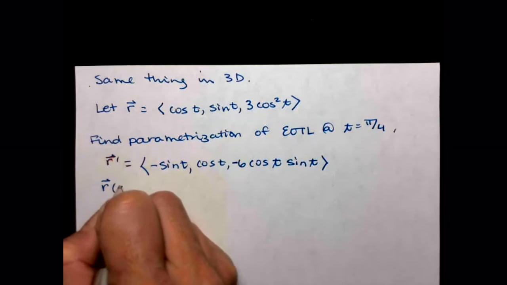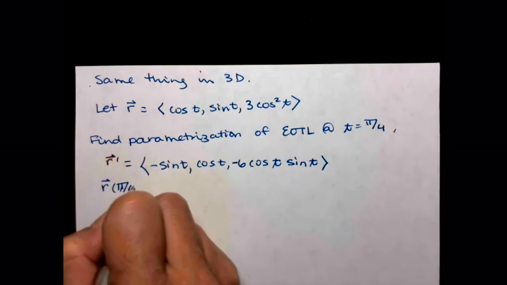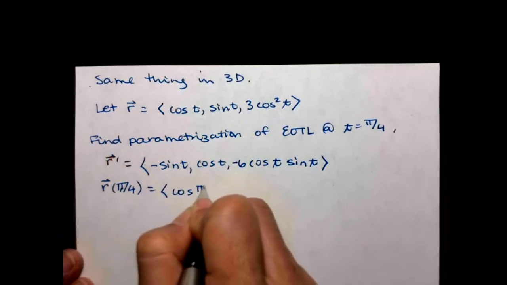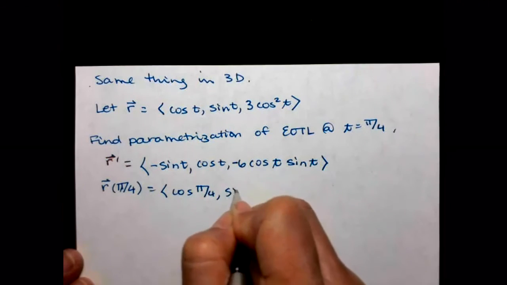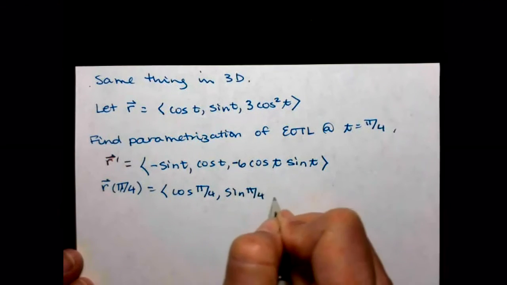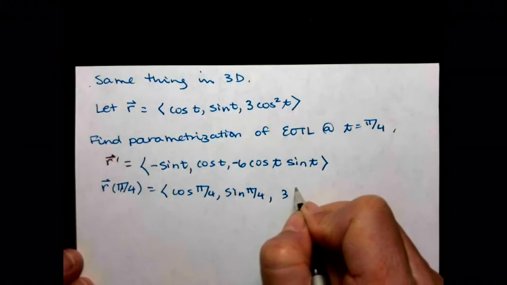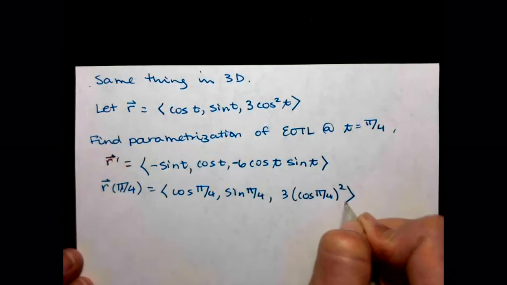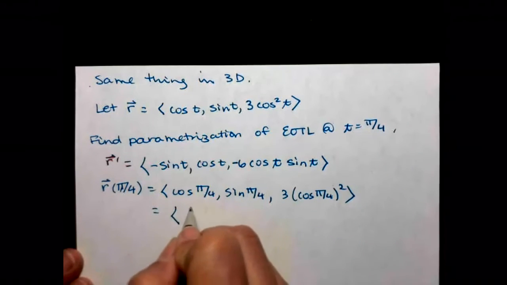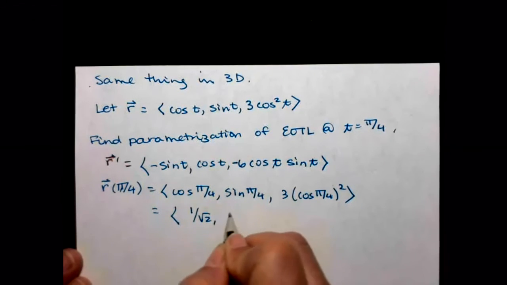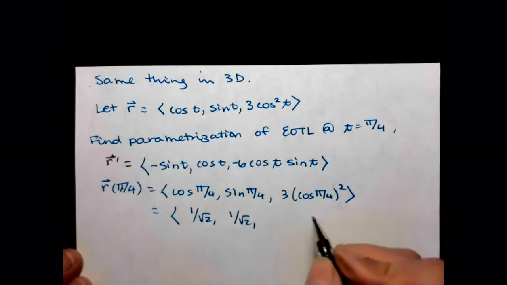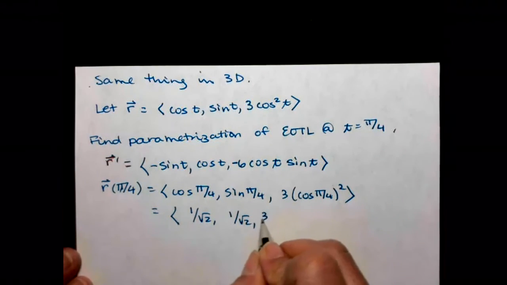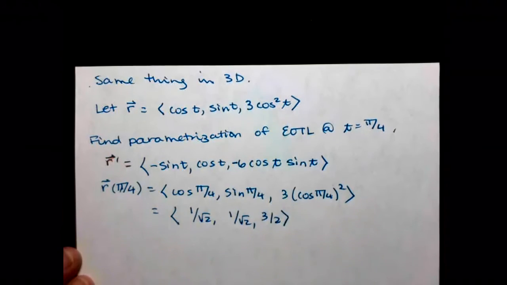Then we'll evaluate both of those at our particular t value. So r at pi fourths. So I've got the cosine of pi fourths, the sine of pi fourths, and 3 times the cosine of pi fourths, quantity squared. Go ahead and do those calculations. So 1 over root 2. I'm not a rationalizer. 1 over root 2. So 1 over root 2 squared is going to be 1/2 times 3 is going to be 3/2. Okay, there's our point.